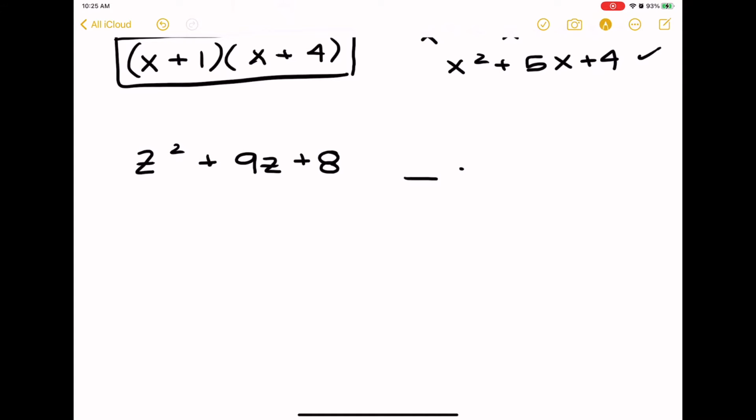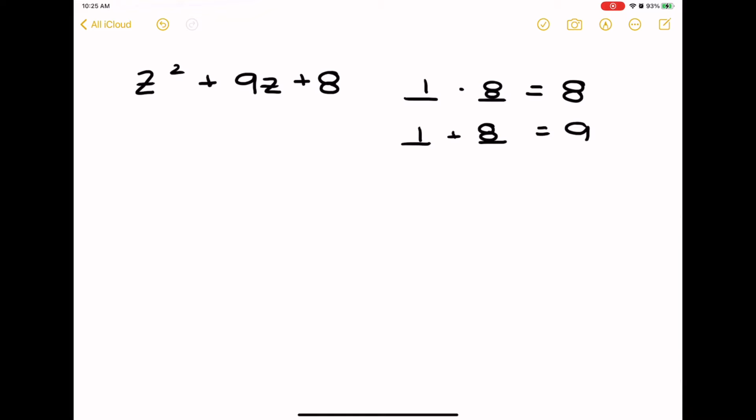Now let's say I were to take z squared plus 9z plus 8. Again, I'm going to take two numbers that multiply to 8 and add to 9. In this case, it's 1 and 8. So when you're factoring, you're just going to have to do a lot of trial and error in your mind. And these are simpler problems.